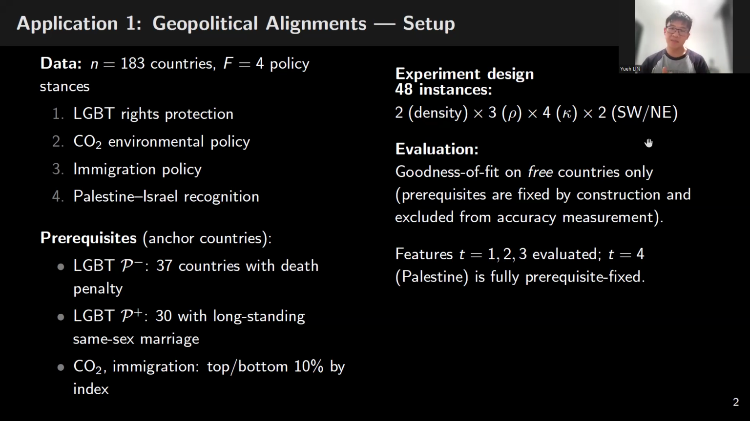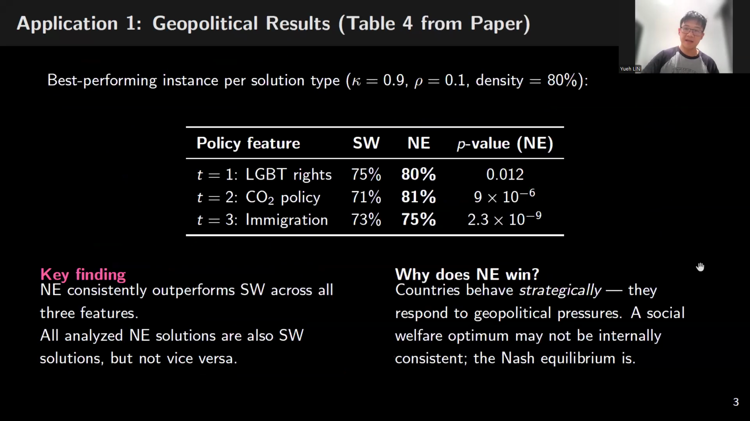As for the experiment design, we got several different parameter settings, to a total of 48 different configuration possibilities, as well as two distinctions, whether using social welfare or the national equilibrium constraints. As for the evaluation, we use the goodness of fit on those three features, meaning that the prerequisites fixed by construction are excluded from accuracy measurement. We can only measure the accuracy on features number 1 to 3.